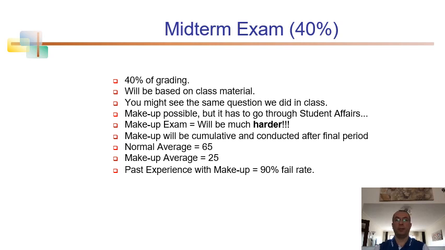So the midterm is 40% of the grading. It will be based on the class material, and usually the midterms are very easy. But the makeup, it will definitely be much harder. It will be cumulative, and it will be conducted after the final exam. My experience shows that while the normal midterm average is about 65-75, the makeup average is very low. And my past experience shows that if you try to get a makeup, most likely it will be a fail.